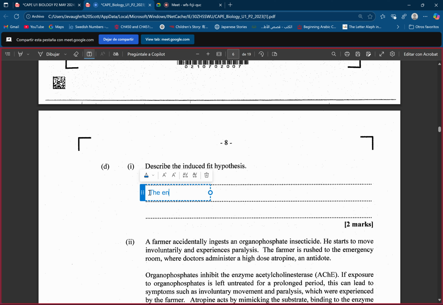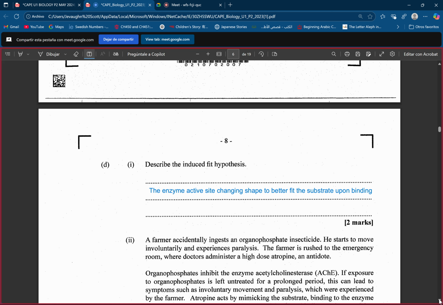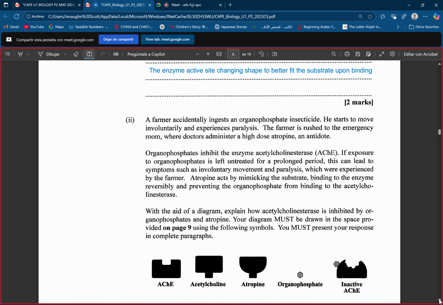So speaking about the enzyme active site changing shape, right? So we're changing the shape of it, right? In what case? To better fit the substrate, right? Upon binding, not true. That's what we're talking about. Binding, that would be the induced fit. So looking at that. But specificity and those things come with the lock and key hypothesis, right? So we would know that. So hopefully we would understand that as well.